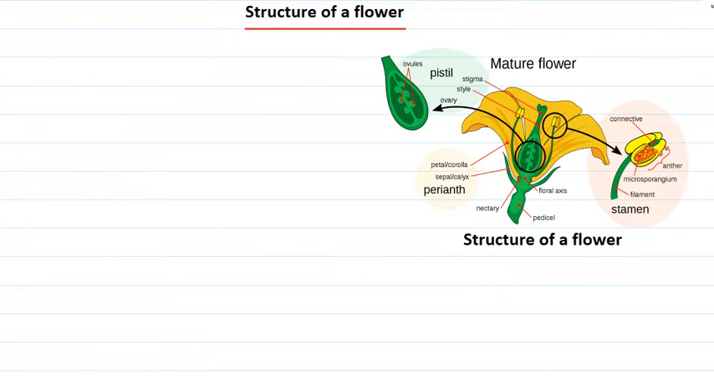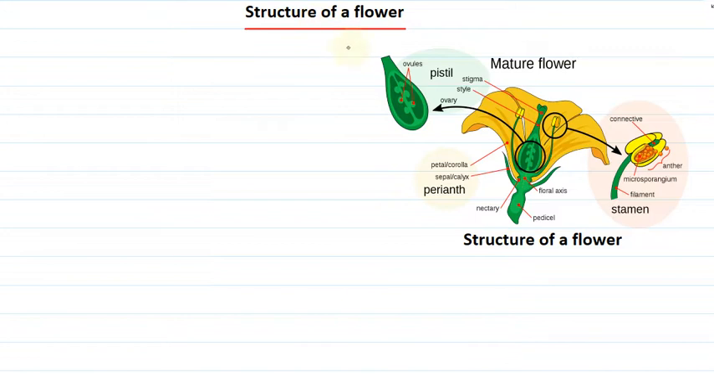The topic for today's video is the structure of a flower. In our previous videos we learned that a flower is the reproductive organ of a plant. A flower helps in sexual reproduction in a flowering plant. So let's see how the structure of a flower is.